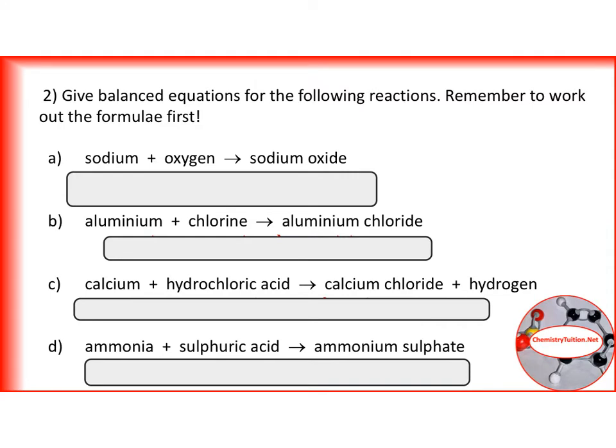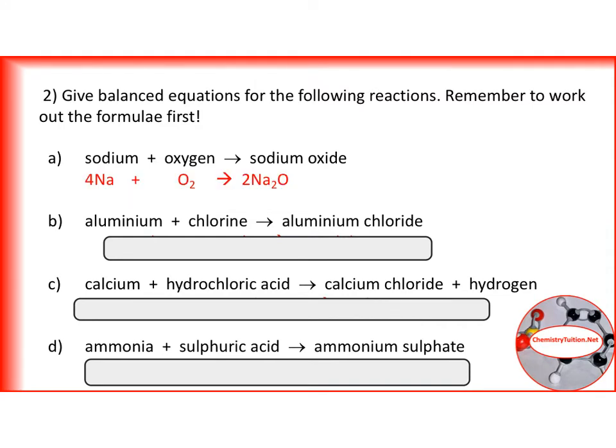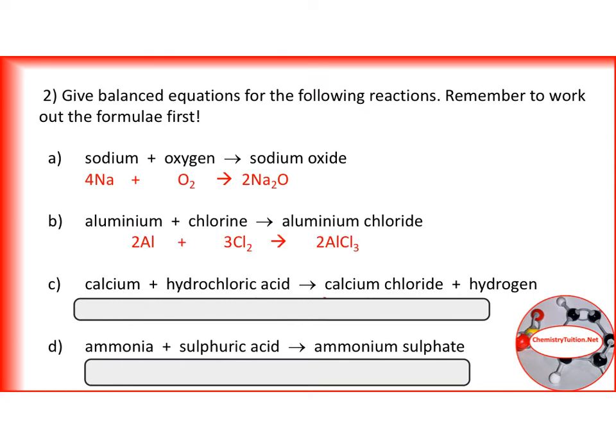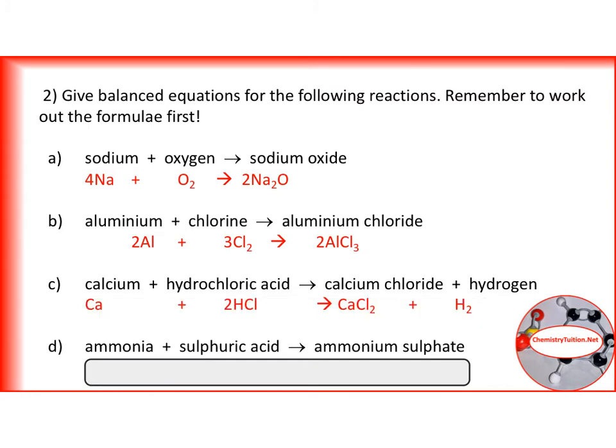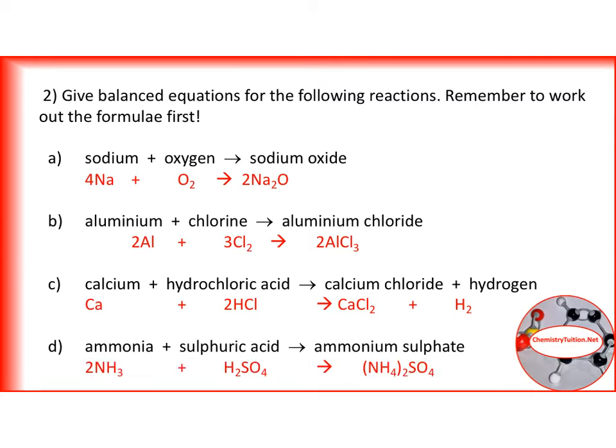So first one is sodium and oxygen. Remembering oxygen is diatomic, so we need to write it as O2. Formula of sodium oxide Na2O, and those numbers balance it. Aluminium and chlorine, again chlorine is diatomic, and that forms aluminium chloride, AlCl3. Calcium and hydrochloric acid, quite straightforward. Just make sure you get those formulae right. Again, hydrogen is a diatomic gas, so we need to make sure that's right. And the final one is ammonia plus sulfuric acid to give ammonium sulfate. We need 2 ammonia molecules to make sure that one balances out.